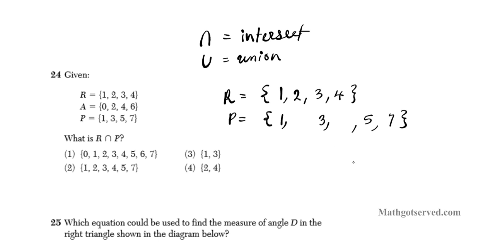So what's the intersection of these two? It's the elements that are common to both sets, okay? So 1 is common to both sets, so that's going to be in the intersection, and 3 is common to both sets, so that's going to be in the intersection, okay? So R intersect P is simply the set {1, 3}. It's the set of elements that are present in both of them, all right? So our answer is option number 3.